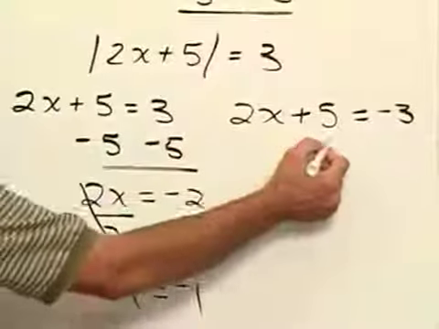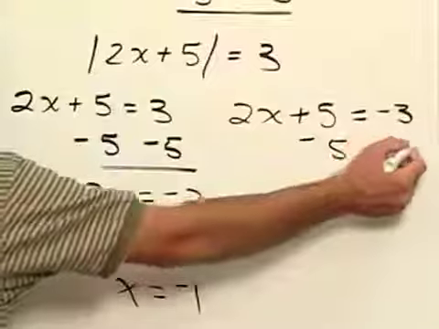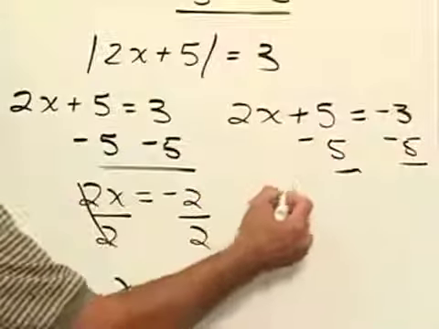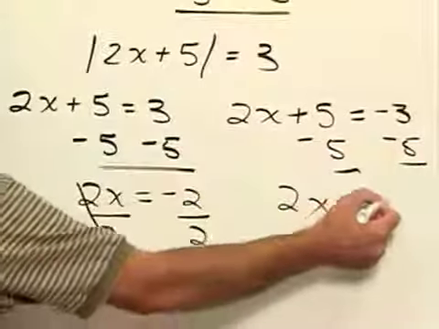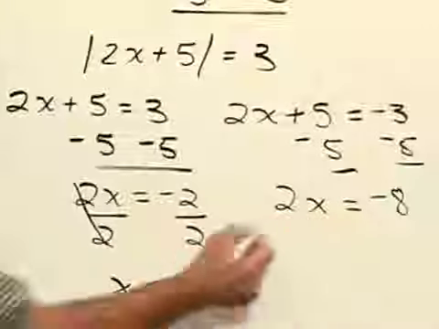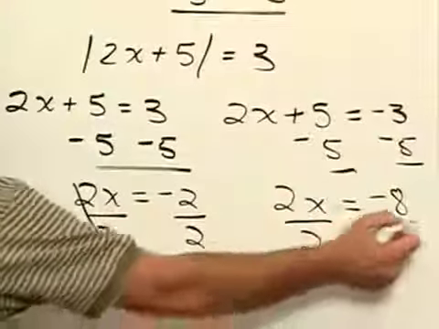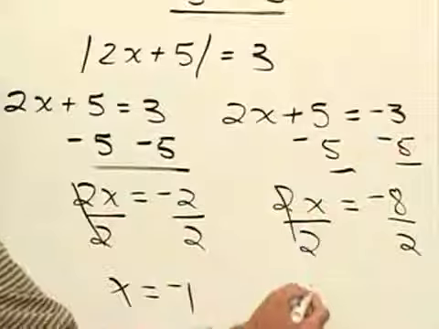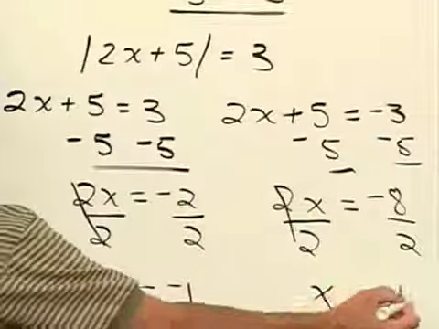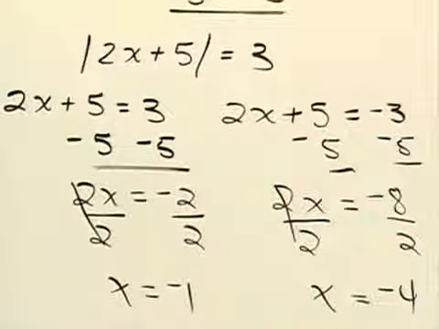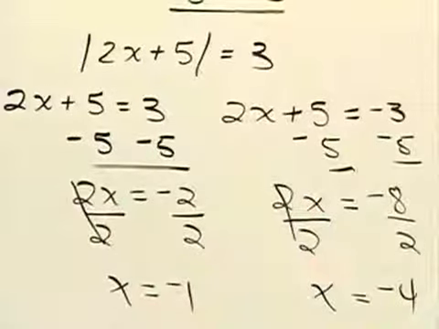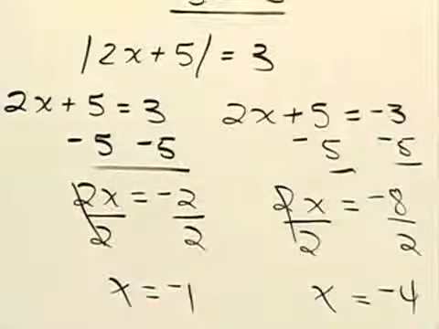And to do that, I'm going to subtract 5 from both sides. And that's going to leave me with 2x is equal to negative 8. And then I'm going to divide both sides by 2. And that'll leave me with x is equal to negative 4. So my 2 solutions for this problem are x equals negative 1 and x equals negative 4.